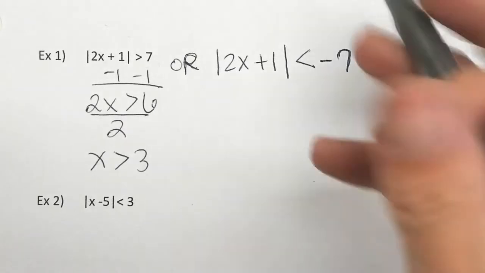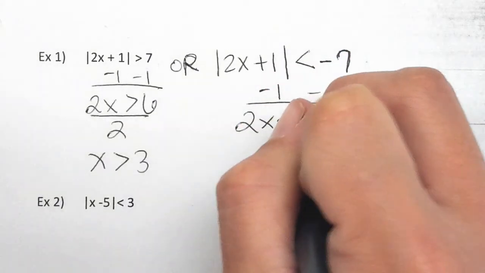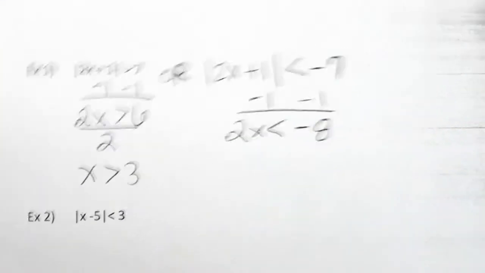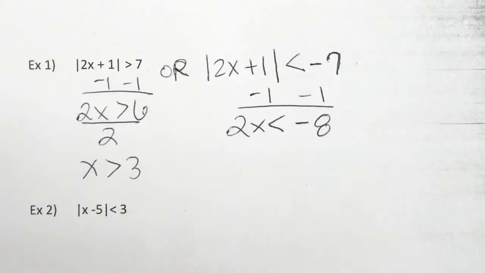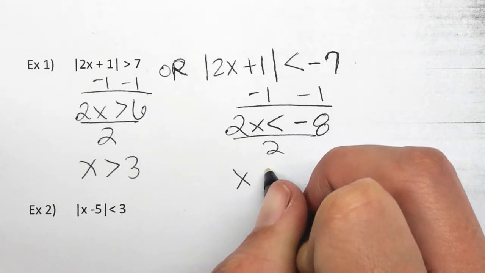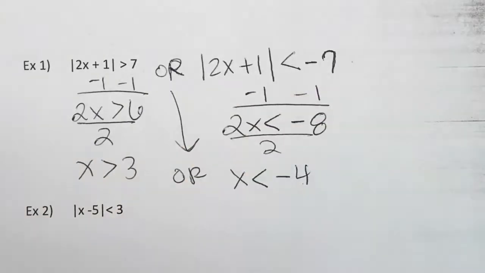Alright, on this one we would do what? Subtract 1. And we get 2x is less than negative 8. Yep. And then divide by 2 and get x is less than negative 4. Good. Make sure you bring that or down.